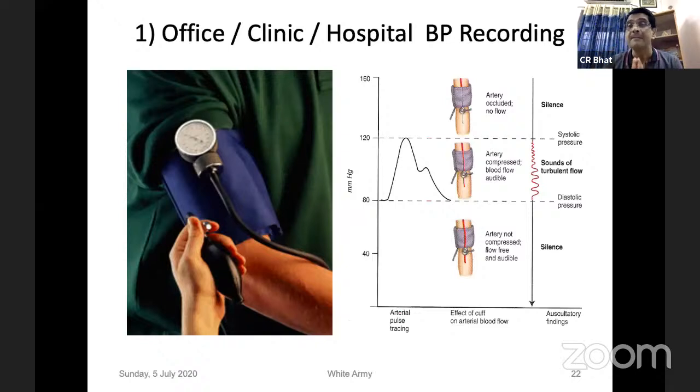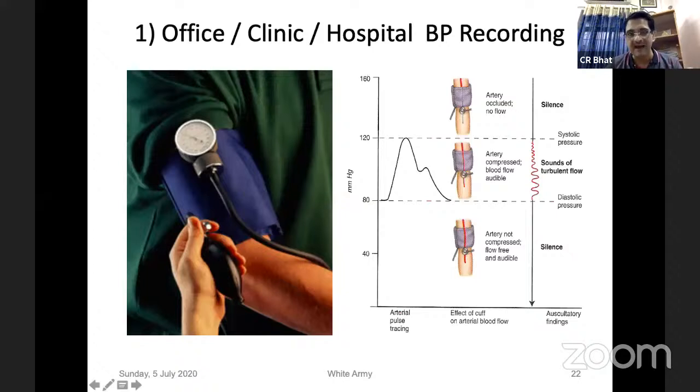In addition to that, the patient should not have consumed coffee, should not have smoked, and should not have walked for 30 minutes before recording blood pressure. Those are many preconditions for an appropriate recording of blood pressure. And the recorder should first record the blood pressure by the palpatory way, the systolic blood pressure.